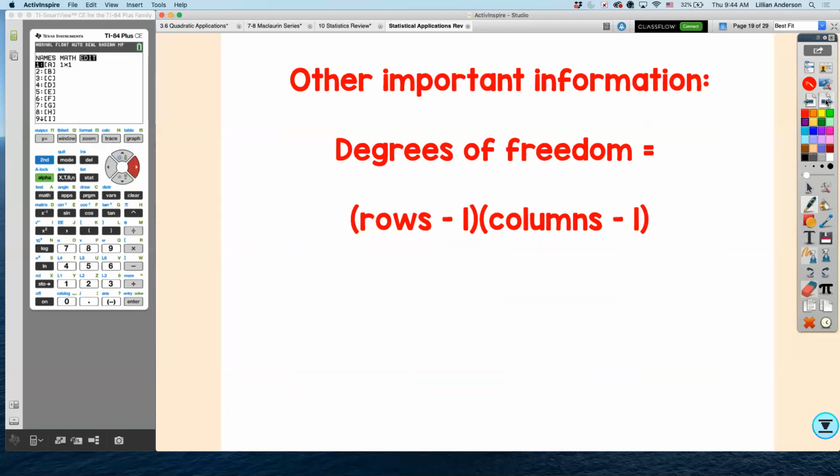Some other important information for your chi-square test: you may be asked to find your degrees of freedom on the actual exam. That is found by taking your number of rows and subtracting 1, and then multiplying it by your number of columns and subtracting 1. So that's how you find the degrees of freedom. They may ask you to do it on the test. Those are 2 easy points right there. For your IA, you do need this number along with your significance level to determine your critical value for accepting or rejecting for your actual IA.